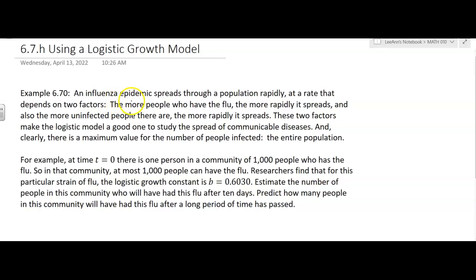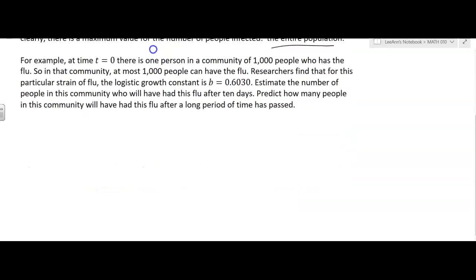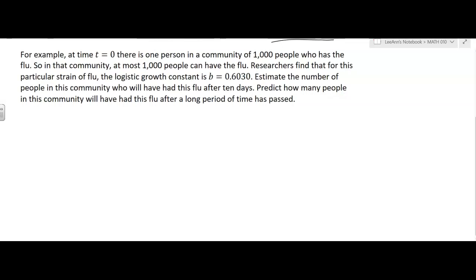An influenza epidemic spreads through a population rapidly at a rate that depends on two factors. The more people who have the flu, the more rapidly it spreads, and also the more uninfected people there are, the more rapidly it spreads. So these two factors make the logistic model a good one to study the spread of communicable diseases, and clearly there's a maximum value for the number of people infected, the entire population. So that's all information about this flu that we're talking about.